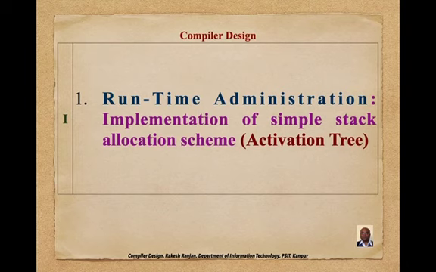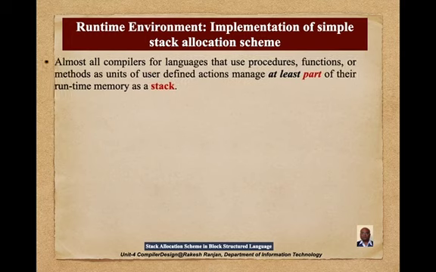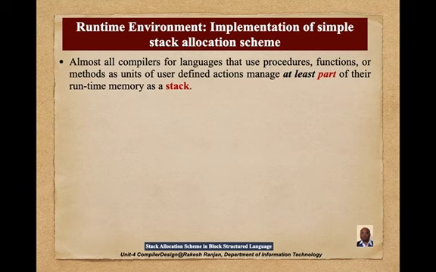So in part A we will discuss the activation trees, that is, the implementation of a simple stack allocation scheme and related to activation trees. For this purpose, in the runtime environment we will see how the stack is allocated. First we will have some introduction. Almost all compilers for languages that use procedure, function or method as a unit of user-defined action manage at least part of their runtime memory as a stack.